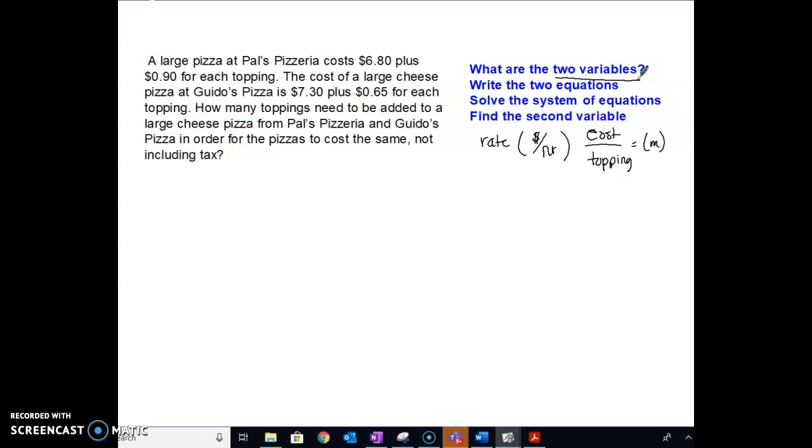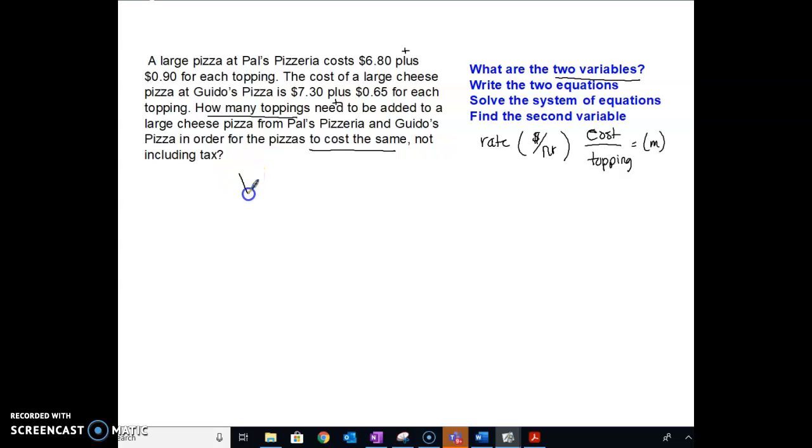Okay, so let's read the question and figure out what the two things are that are changing. A large pizza at Pal's Pizzeria costs $6.80 plus 90 cents for each topping. The cost of a large pizza at Guido's Pizza is $7.30 plus 65 cents for each topping. How many toppings need to be added to the large pizza from Pal's and Guido's in order for the cost to be the same? Okay, so you've got a few hints here. How many toppings and the cost. Those are my two variables.